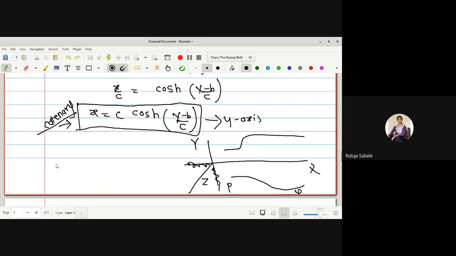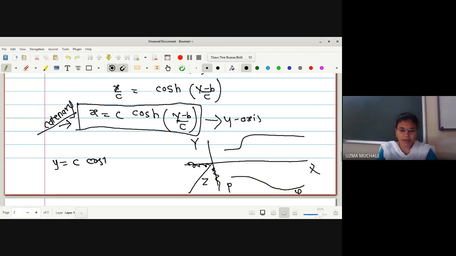y equal to some terms of x. c cos hyperbolic of x minus b divided by c.